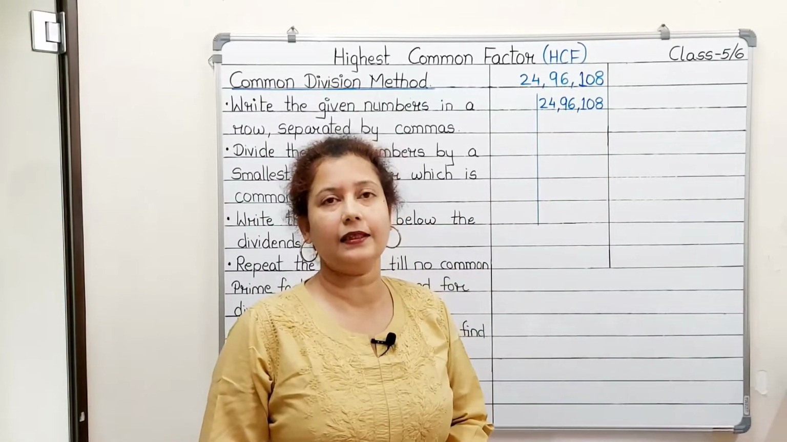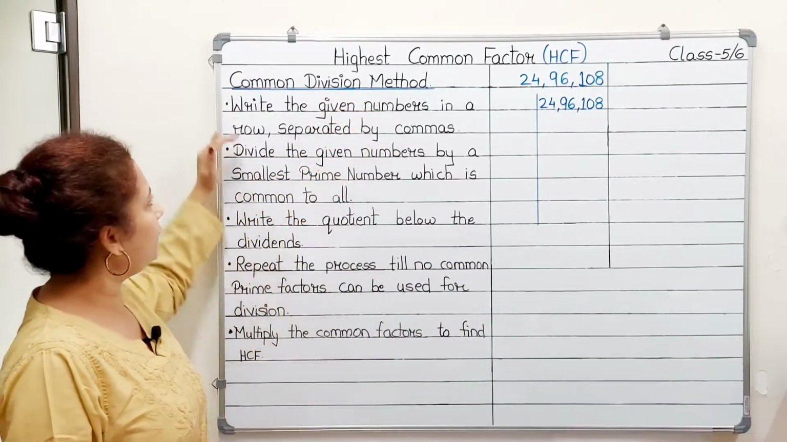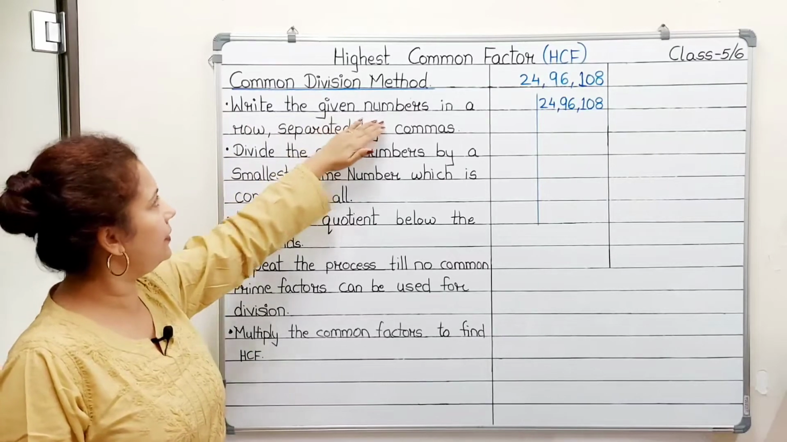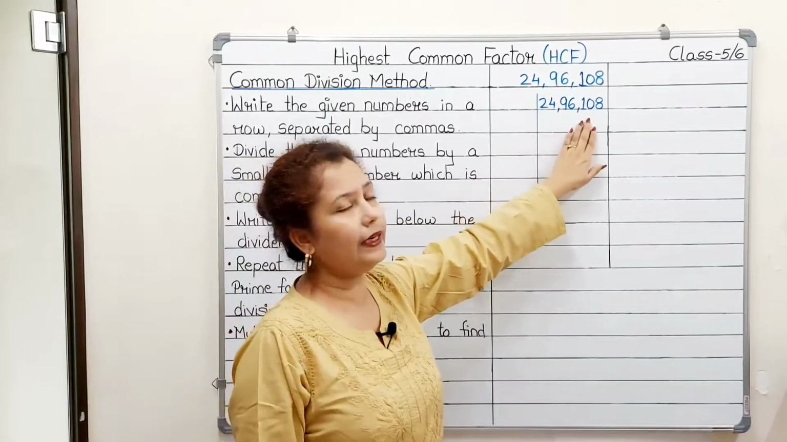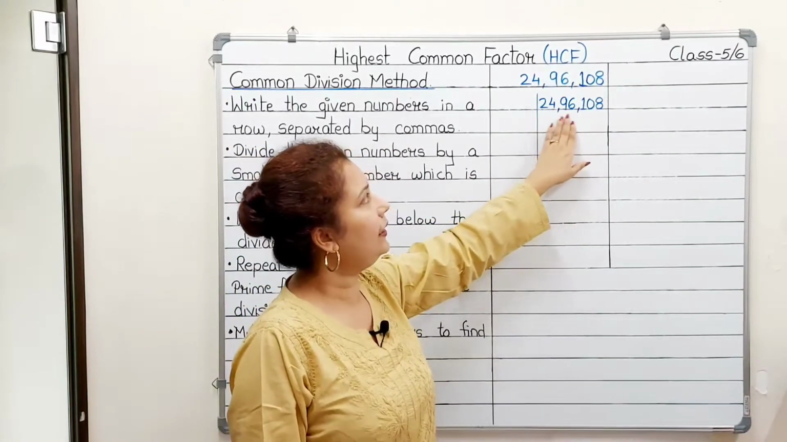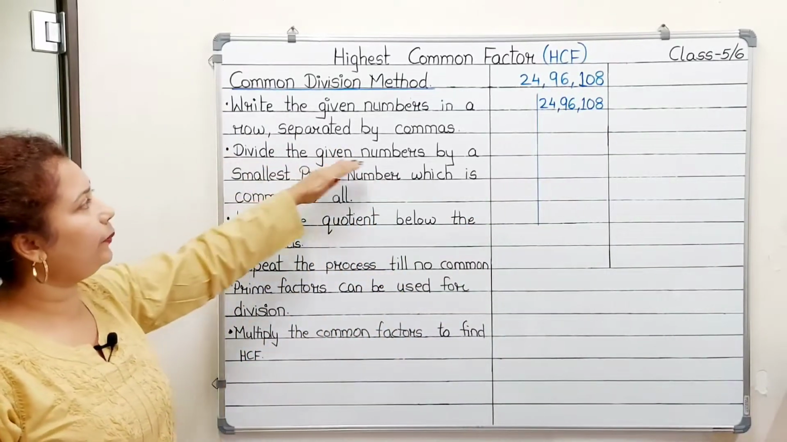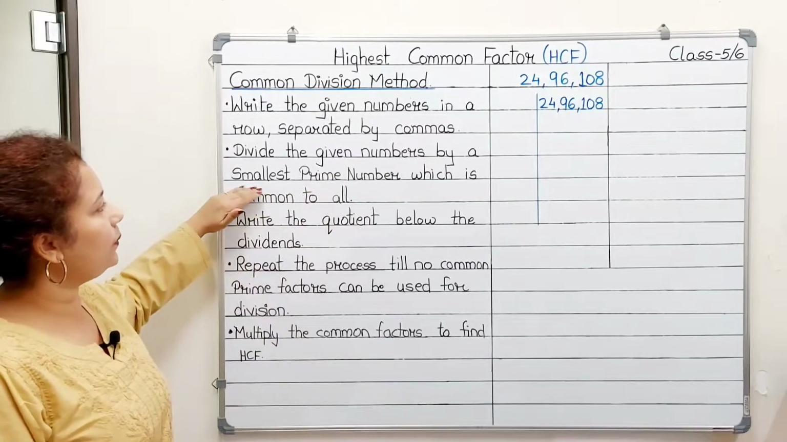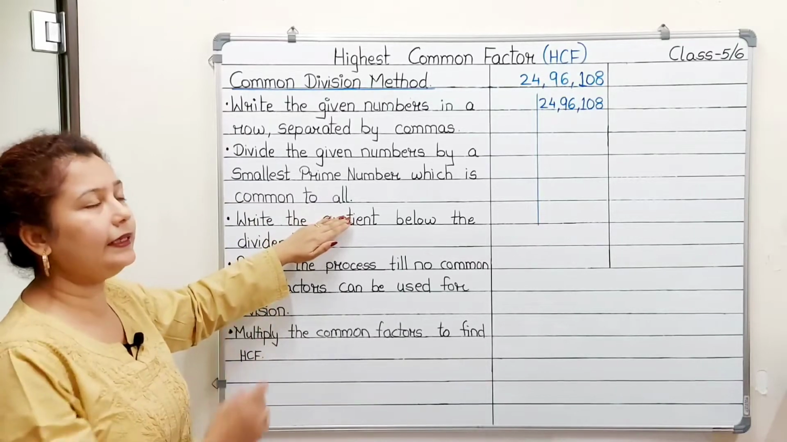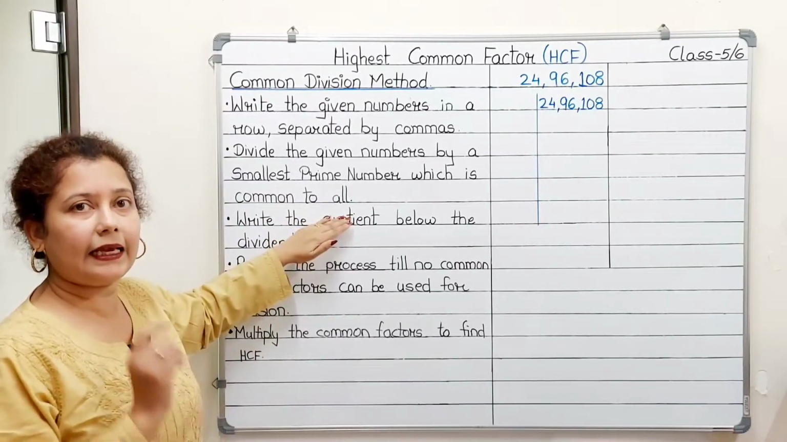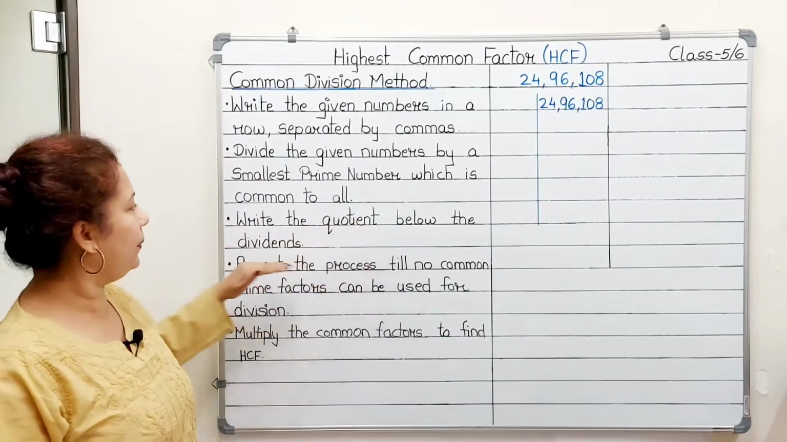So we will understand the steps to find HCF by common division method. First step is write the given numbers in a row separated by commas. As I have written here, 3 numbers are given to us. We write it and separate it by commas. Then divide the given numbers by a smallest prime number which is common to all. After that, we will find which prime number can divide all the 3 given numbers. Write the quotient below the dividend.